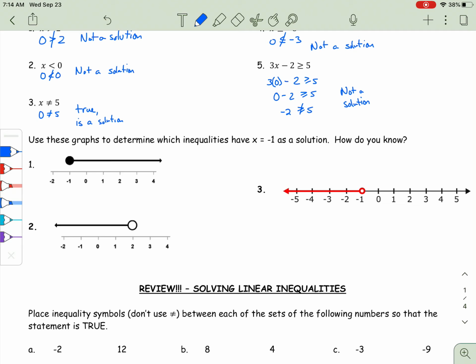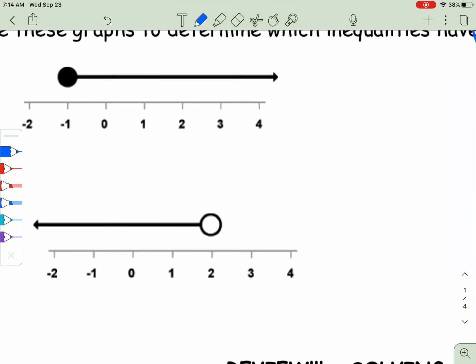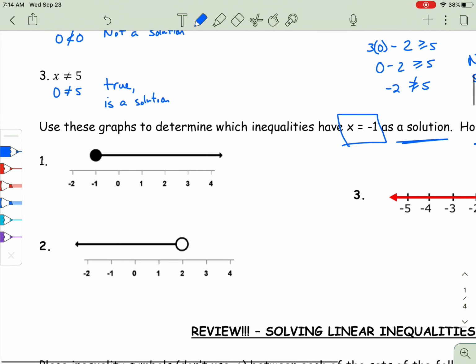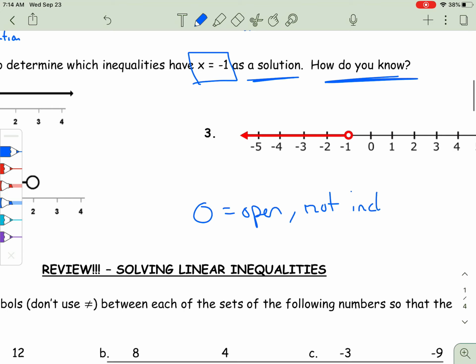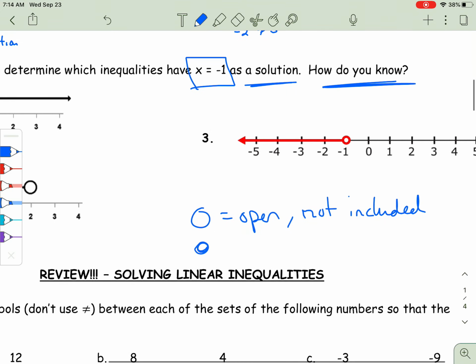All right, so now we're going to take a look at inequalities in terms of a graph, a number line. Use these graphs to determine inequalities that have x equals -1 as a solution. How do you know? Okay, so when you're looking at a number line, remember that this is open, and it means not included. Okay, and this is closed, which is included.